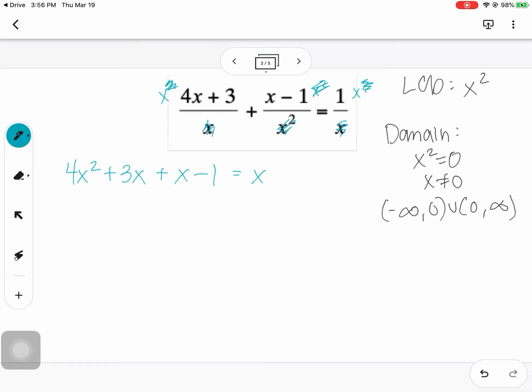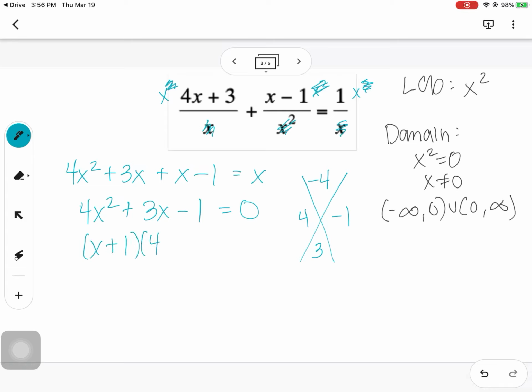I am looking at solving a quadratic equation here, so I need to get everything over here and equal to 0. If I minus x and combine my like terms, you're going to end up with just 4x squared plus 3x minus 1 equals 0. Then we're going to have to factor this. Multiplying to negative 4 and adding to 3 is going to be 4 and negative 1. Do take a second to factor that, but you should get x plus 1 and 4x minus 1 when you're done.